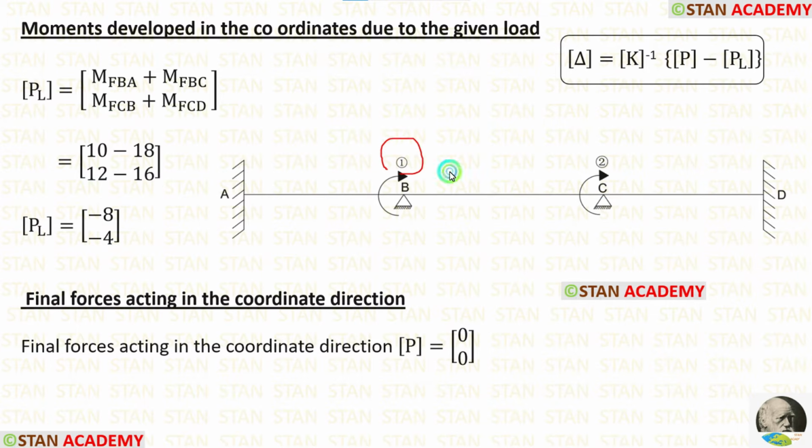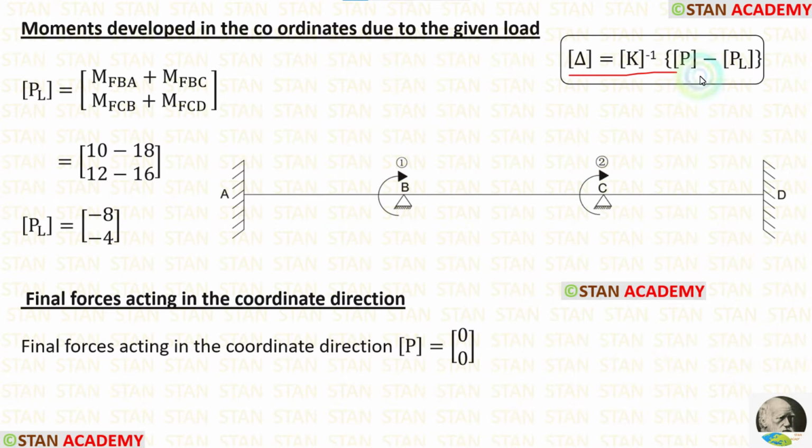In this analysis, there are two coordinates. So, inside the PL matrix, we will have two values. First value from the first coordinate and the second value from the second coordinate.